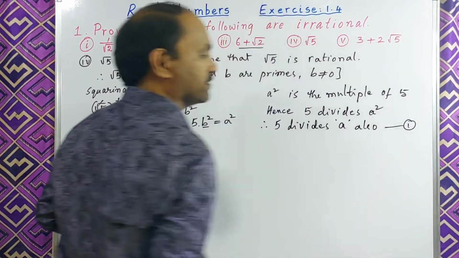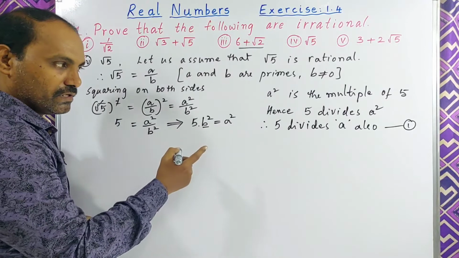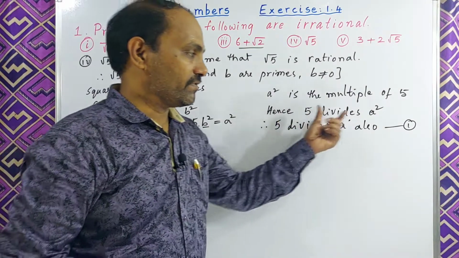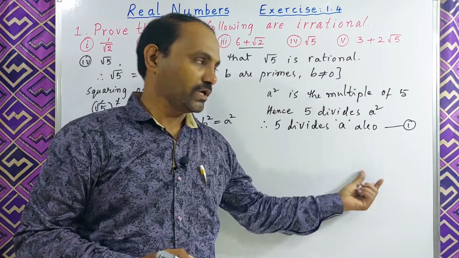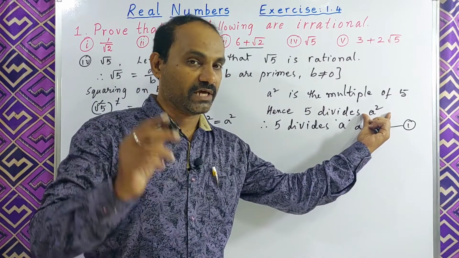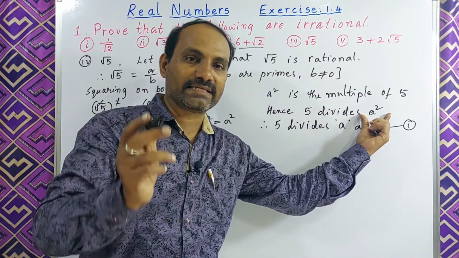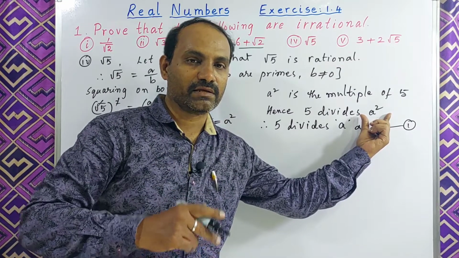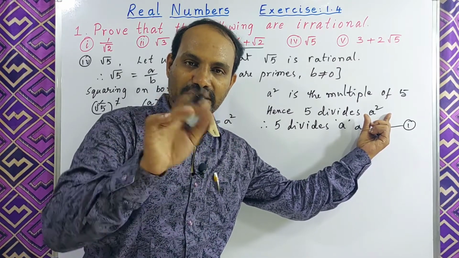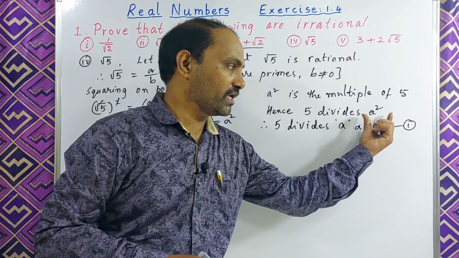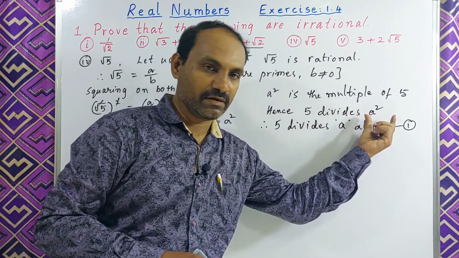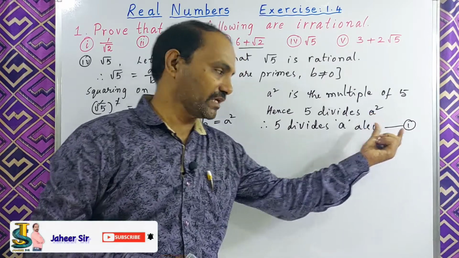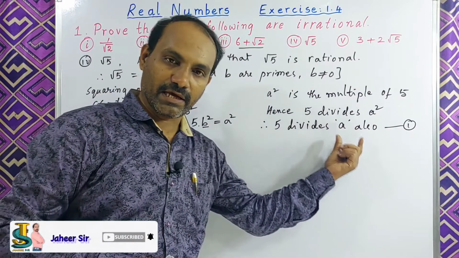This one is equation 1. Is it understood? Why does 5 divides a square, then 5 divides a also? If a square is a multiple of 5, then what is the least multiple of 5? It is 5 only, 5 into 1 itself. So 5 divides 5 also, that is why 5 divides a also.